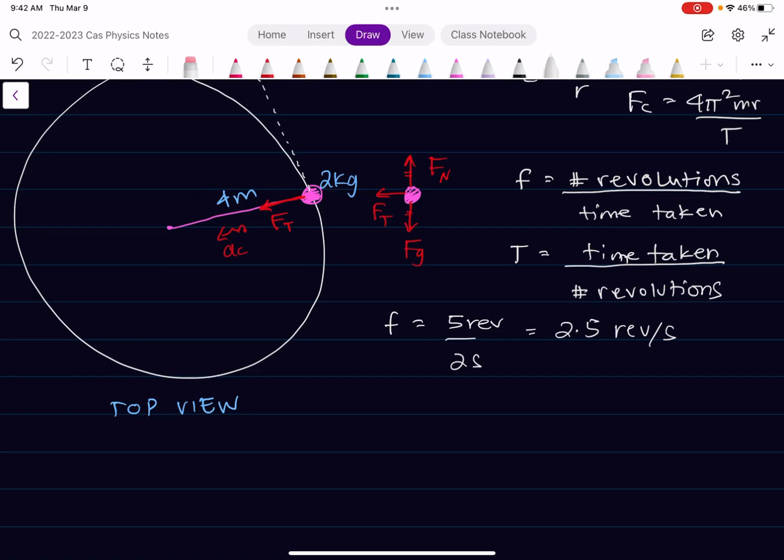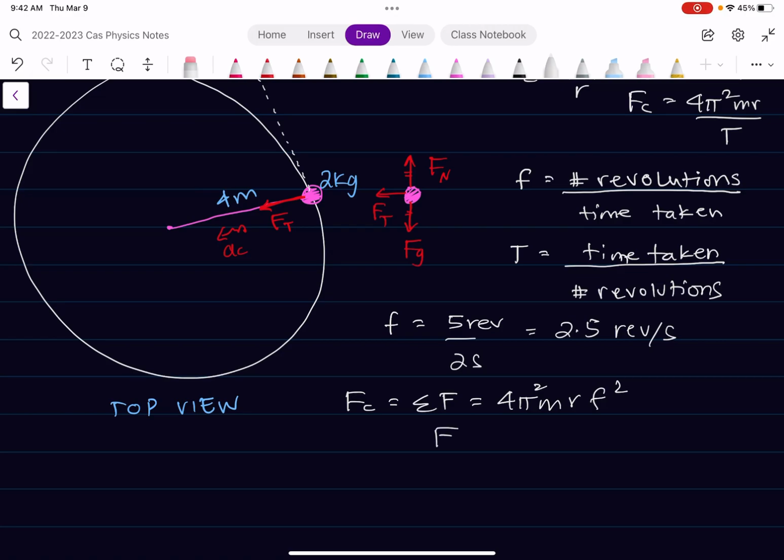Okay, so now that we know the frequency, we can find the centripetal force. So it's back to this whole thing again. FC equals the sum of the forces, which equals 4 pi squared m r f squared, and then we can say this is supplied by the tension.